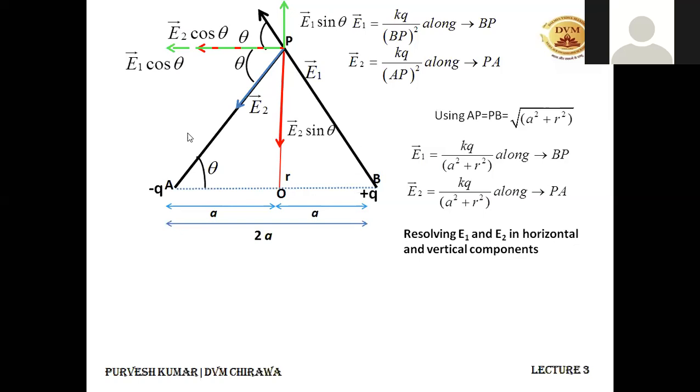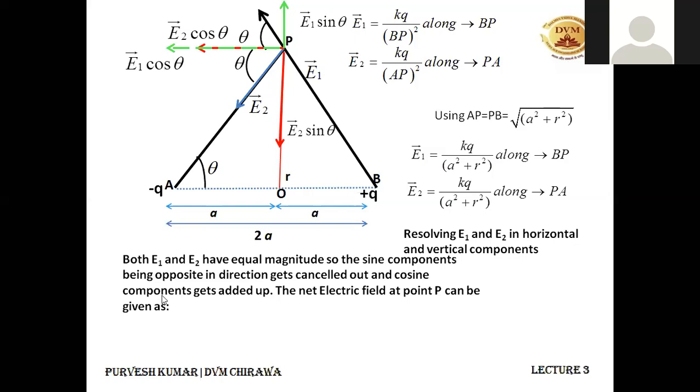All right, and when they get added up, the resultant electric field is because of the cos components only. The sine components get cancelled out. See this thing? One is upward, the other one is downward. They have the same magnitude, so they get cancelled out. Both E1 and E2 have equal magnitude. So the sine components, being opposite in direction, get cancelled out, and the cosine components get added up. The net electric field at point P can be given as follows. At point P we have two electric fields, and both are in the same direction, E1 cos theta and E2 cos theta, so we just add them up. So it is E1 cos theta plus E2 cos theta.